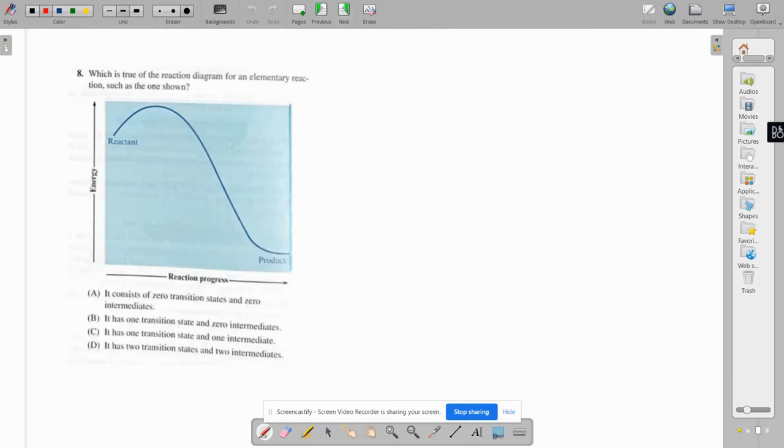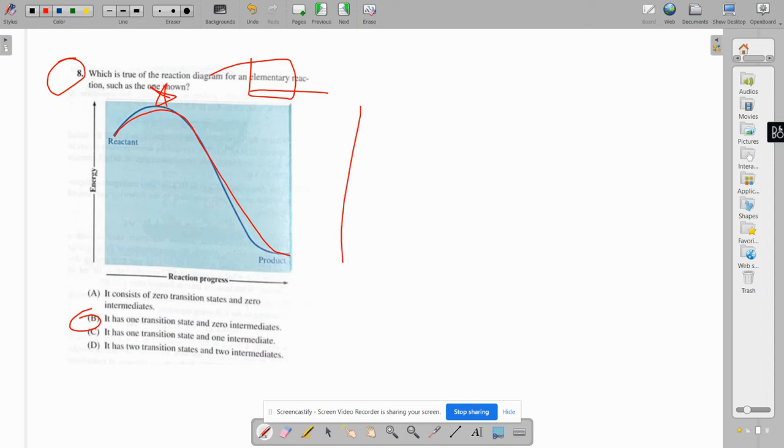So for number 8, it says which is true of the reaction diagram for the elementary reaction such as the one shown. The key with elementary is that it just means we're looking at elementary steps, steps of a mechanism. For this one, this is like a one-step mechanism because there's only one hill. So what that means is it has one transition state, because that would be at the top of the hill. You might call it an activated complex, and it doesn't have intermediates. So the answer is B.